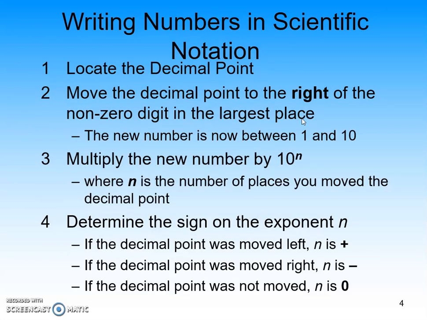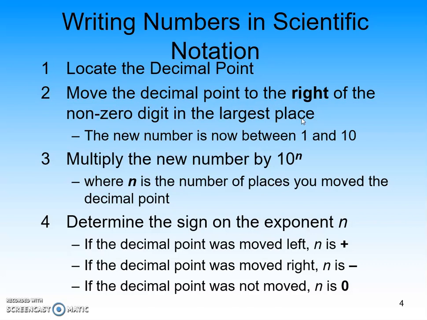Now, for writing numbers in scientific notation, you need these 4 points, which are very important. Locate the decimal point first, then move the decimal point to the right of the non-zero digit in the largest place. Then the new number is now between 1 and 10. Multiply the new number by 10 to the power n, where n is the number of places you moved the decimal point. Then determine the sign of the exponent n.